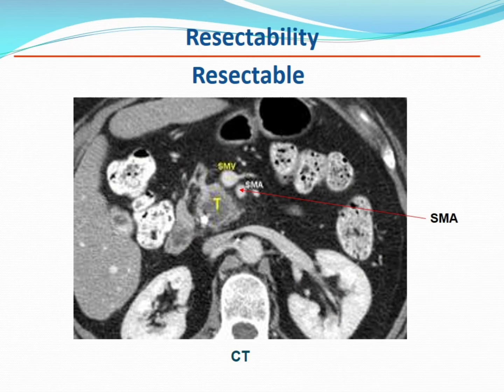This is a CT image showing a resectable pancreatic tumor in the head of the pancreas. Here is the tumor in the head of the pancreas, and this is the superior mesenteric artery, and this is the superior mesenteric vein. Here we can see a clear fat plane between the tumor and the superior mesenteric artery. This is considered a resectable tumor.